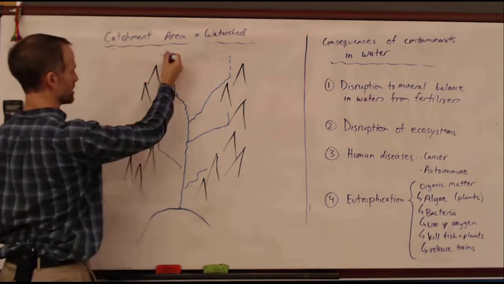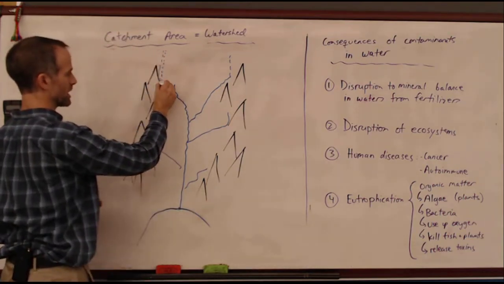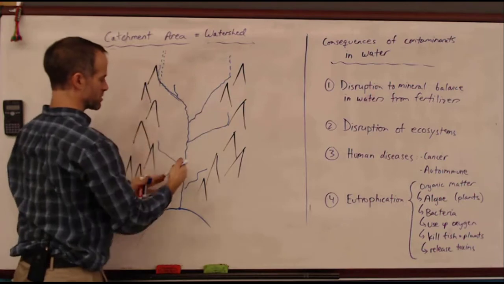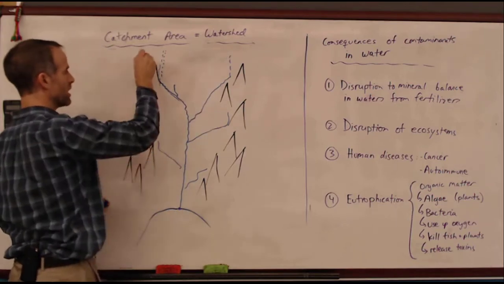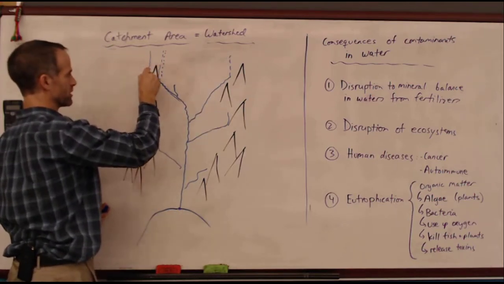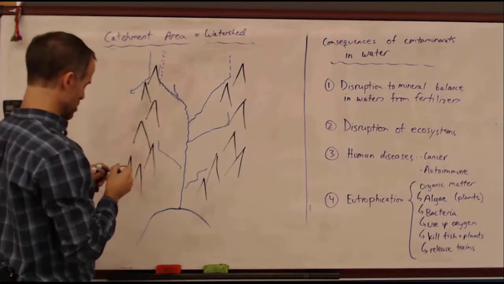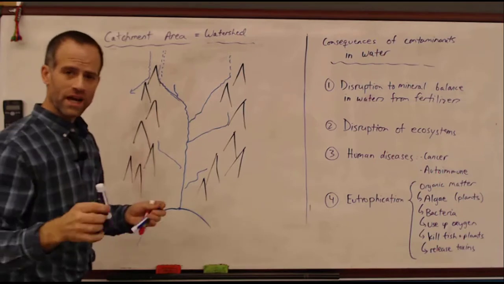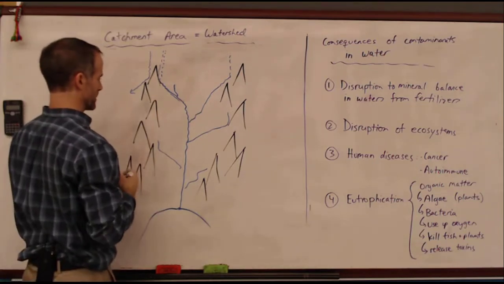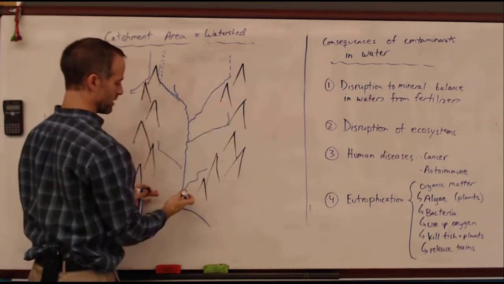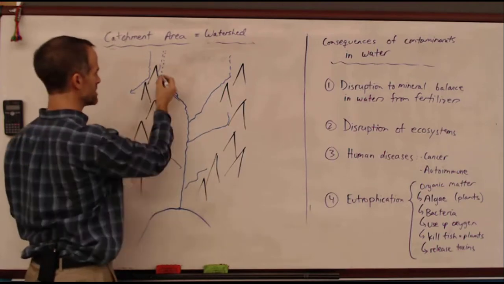So you can imagine that a raindrop falling on this side of the mountain will actually go into this catchment area and join this body of water. If rain falls on the other side of the mountain, it's going to go in another direction and go to another body of water. So when you're looking at catchment areas, what limits the area for a catchment area is the mountains.